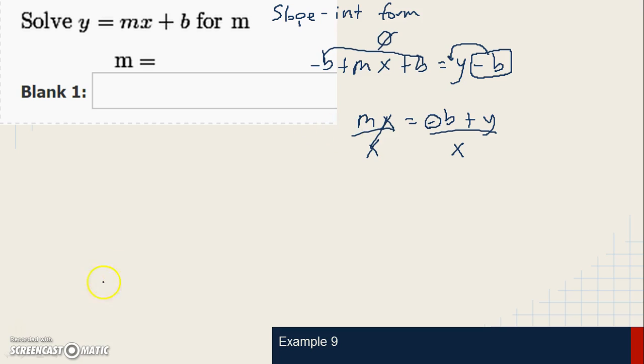When I type my final answer, after I simplify both sides, when I type this into the answer box over here, I've got m equals, and I've got to make sure that I put my numerator in parentheses since both of the terms are being divided by the same value, negative b plus y backslash x.